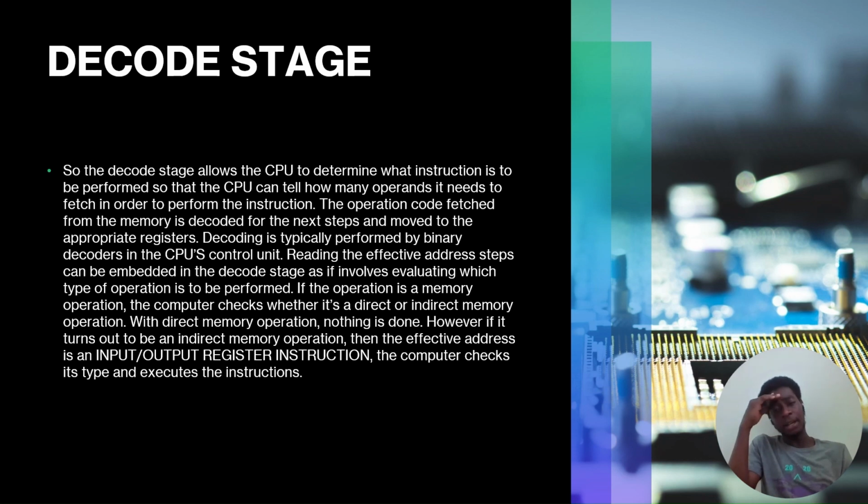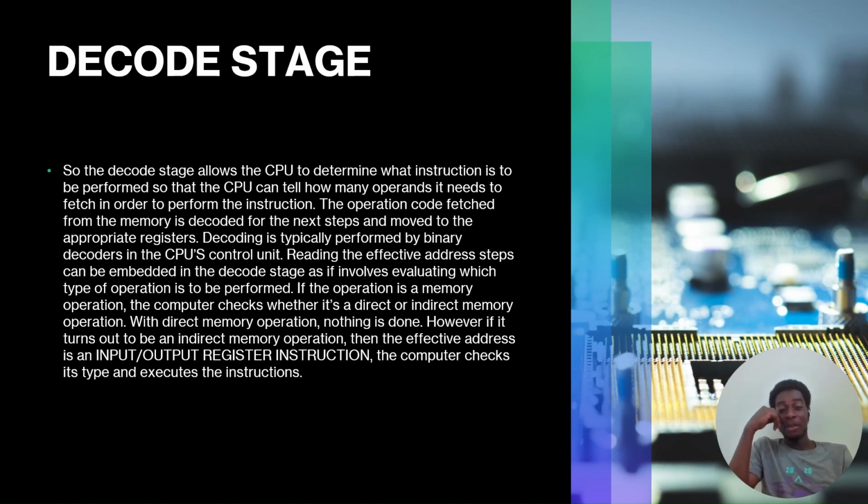Reading the effective address steps can be embedded into the decode stage as it involves evaluating which type of operation is to be performed. If the operation is a memory operation, the computer checks whether it's a direct or indirect memory operation.